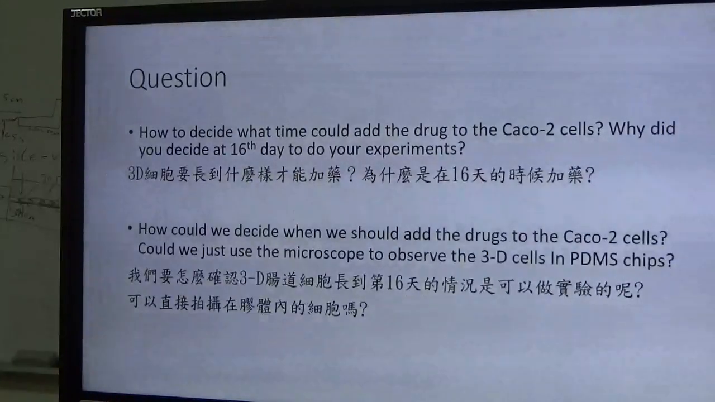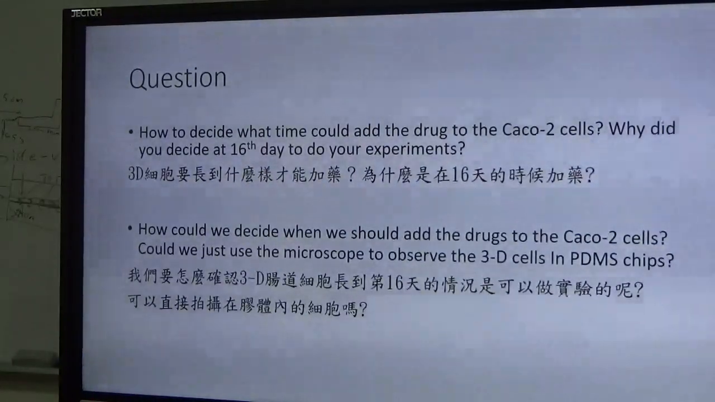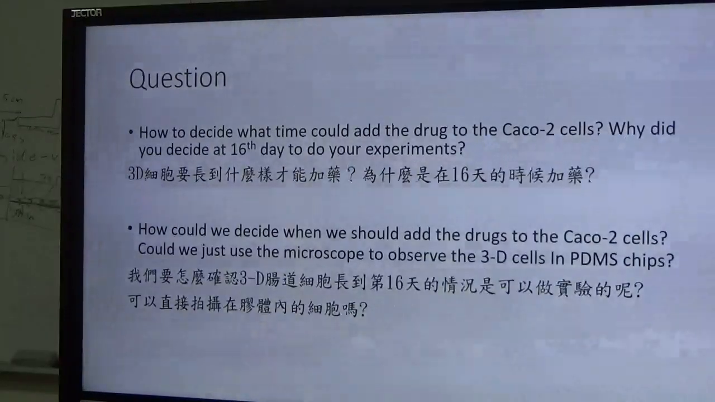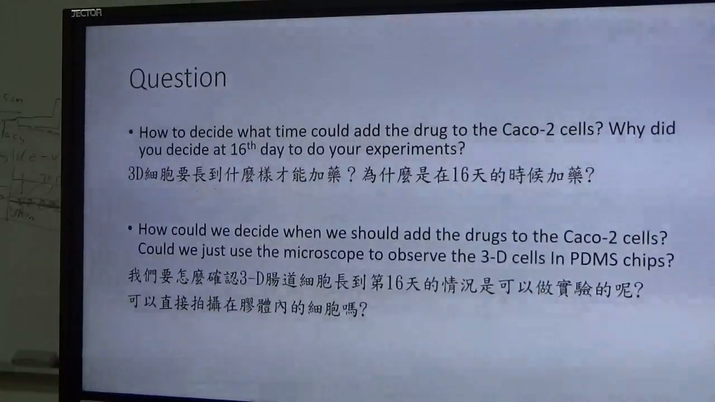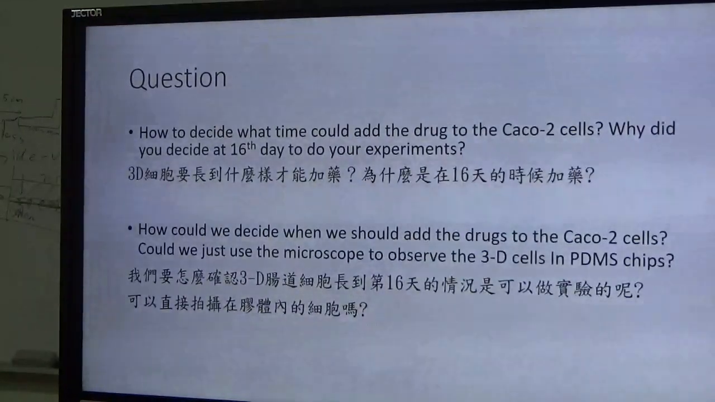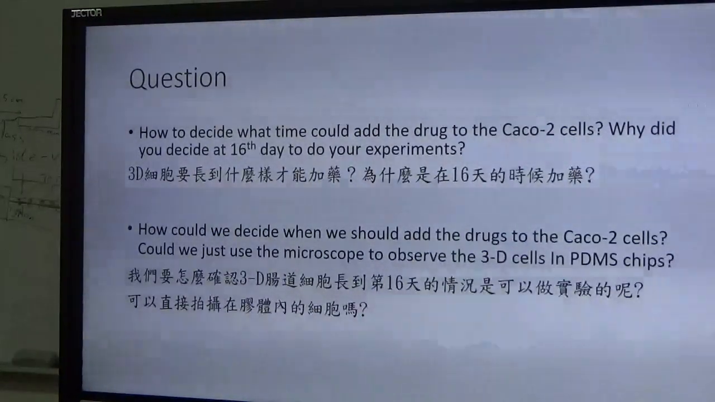Oh, that's good. Okay. But the cells overall form a tumor-like structure, so we cannot observe the top side of the cells. We can only observe the bottom side of the cells. Even if we use a confocal microscope, the laser does not reach the top side, so we only detect the bottom side of the cells.